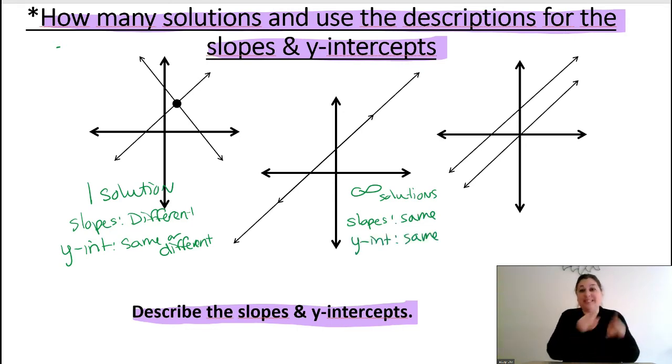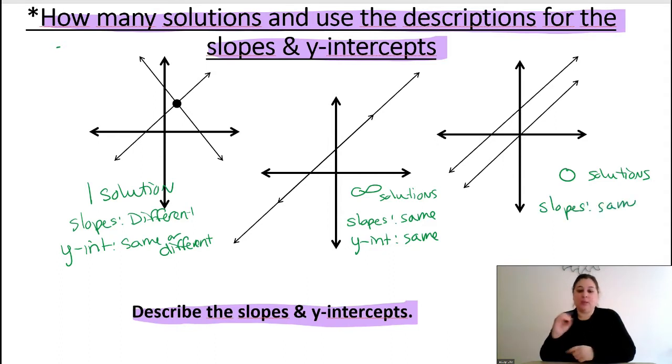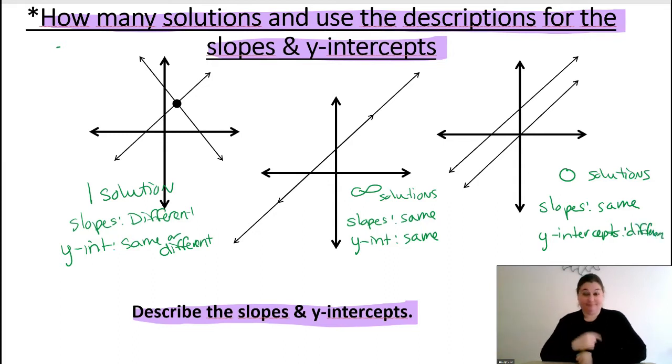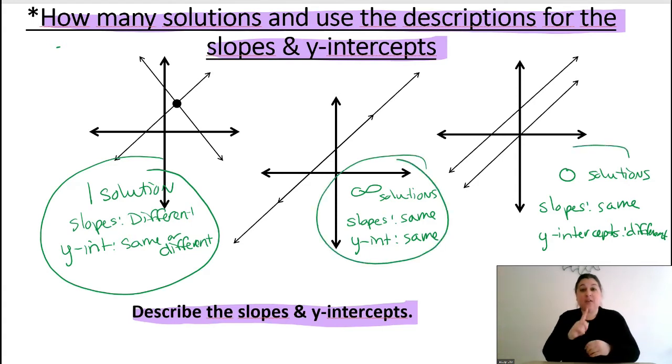The last one represents 0 solutions. The slopes are the same, so they're going at the same rate. The y-intercepts must be different. If you can remember this for each type of solution, one solution, infinite solutions, 0 solutions, that's going to help you for the rest of this lesson.